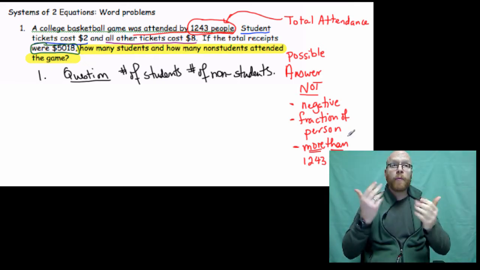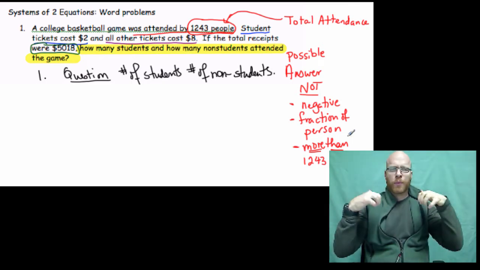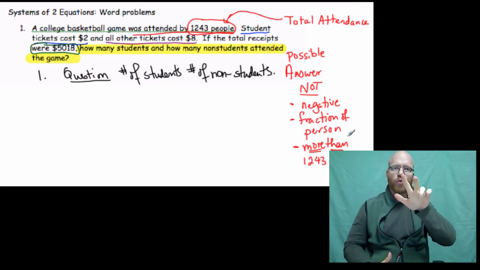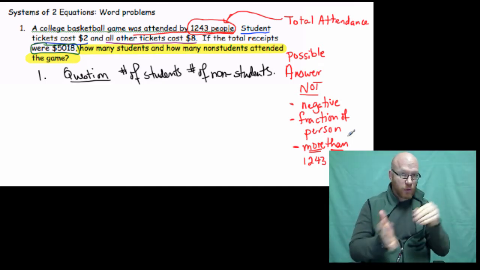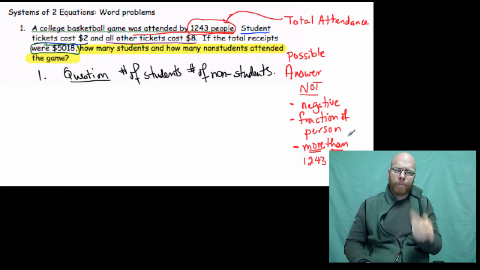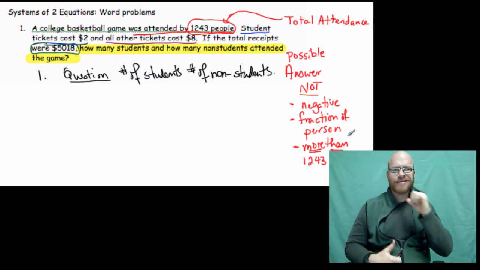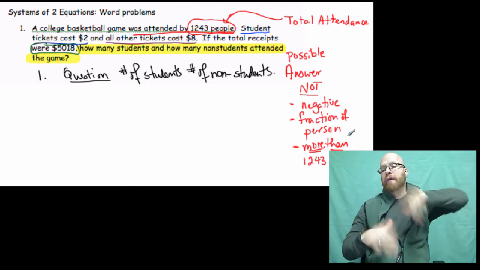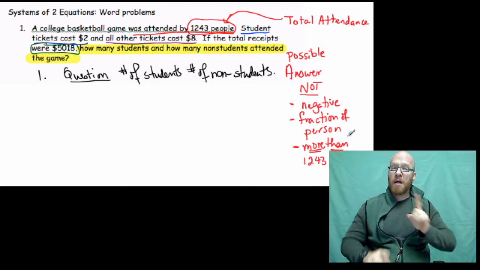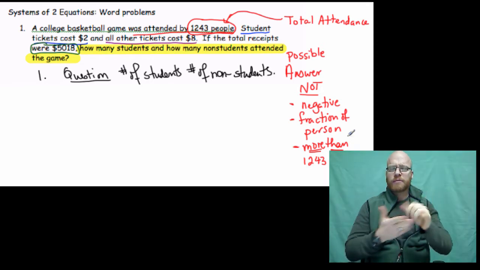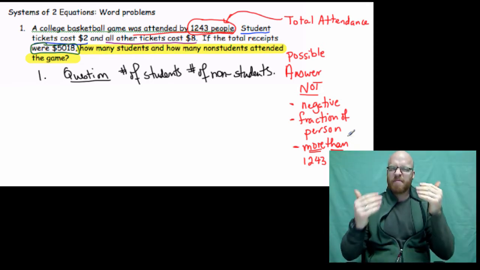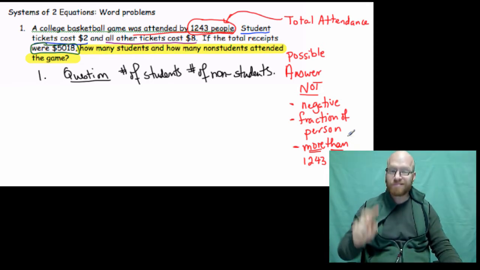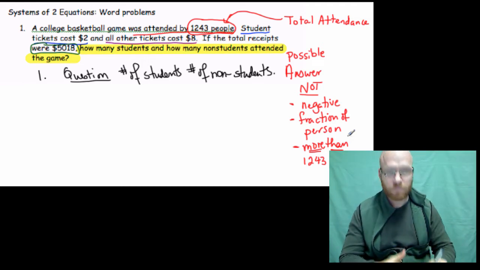Now, maybe all of the people that came were students. We had 1,243 students, or we had 1,243 non-students, and we had none of the other. That's possible. Maybe the students stayed home that day for the game, in the dorm. But really, what we can't have are students or non-students that number more than 1,243.